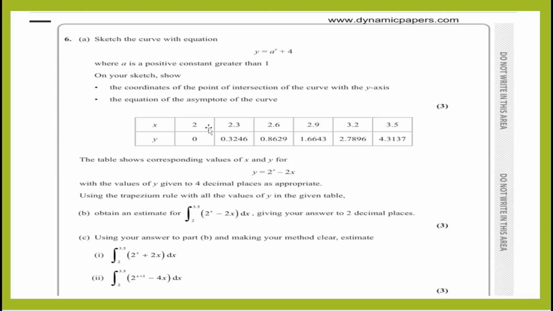Now let us discuss question number 6. For part A, we have to sketch the graph of y equals 2 to the power x plus 4 using transformation of graph. Now for B part, we have to use the trapezium rule for calculating the integral from 2 to 3.5 of 2 to the power x minus 2x dx. Then for part C, we can use the result of part B to find the two integrals.